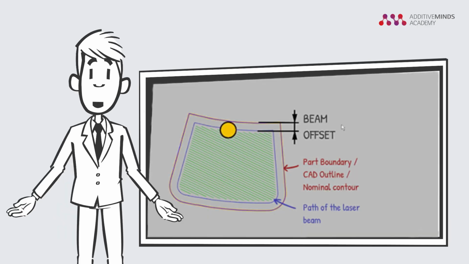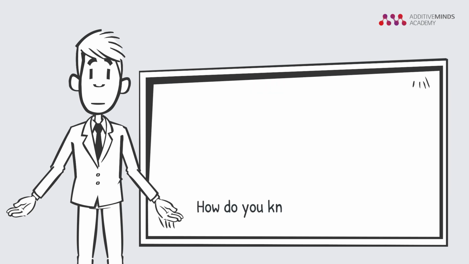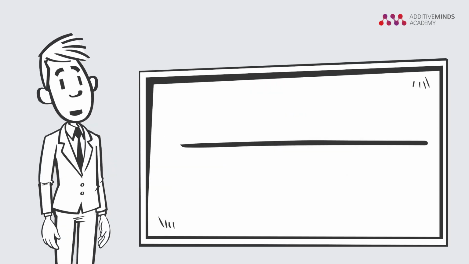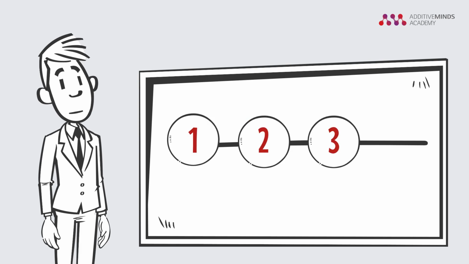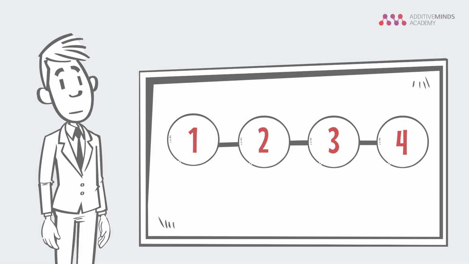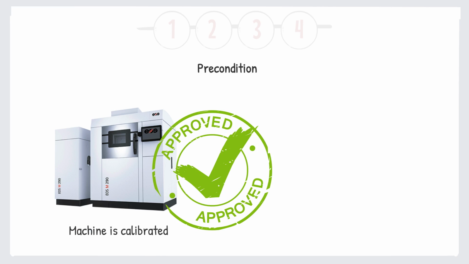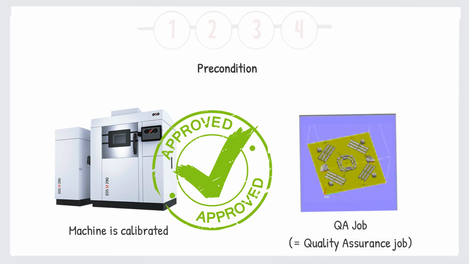Okay, now you know what the beam offset is. But how do you know the exact value? Let me give you a quick overview of the procedure. A precondition for the following procedure is, of course, that the machine is calibrated and released for production. At EOS, this is done with the QA job.